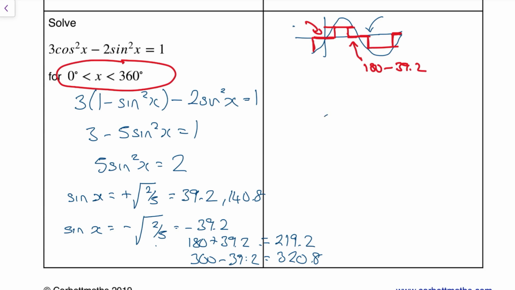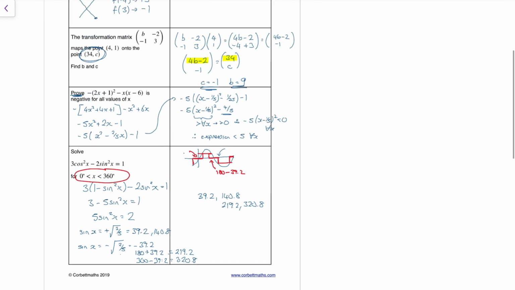Either way, let's present my answer more clearly. So I've got 39.2, 140.8, 219.2 and 320.8. And that's my final answer today.